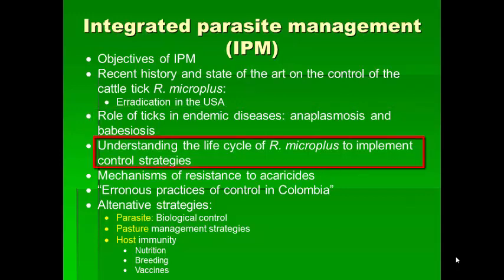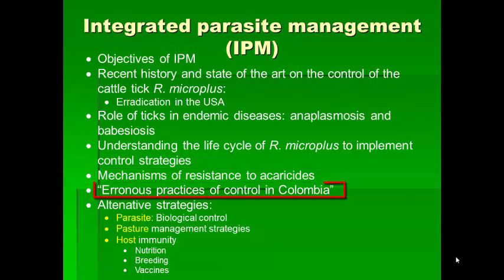And in order to control ticks, whenever drugs no longer are effective, we will briefly revise the life cycle of the tick and what other control measures can be implemented in each of those life stages. At least in Colombia, most drugs are no longer effective to control the tick. And I would like to show you the different mechanisms how the parasite has become resistant. And in fact, the control practices that farmers use have done just about everything possible to speed up that resistance problem. And finally, we will touch on the different alternatives that we can use to control the tick whenever the acaricides are no longer working.